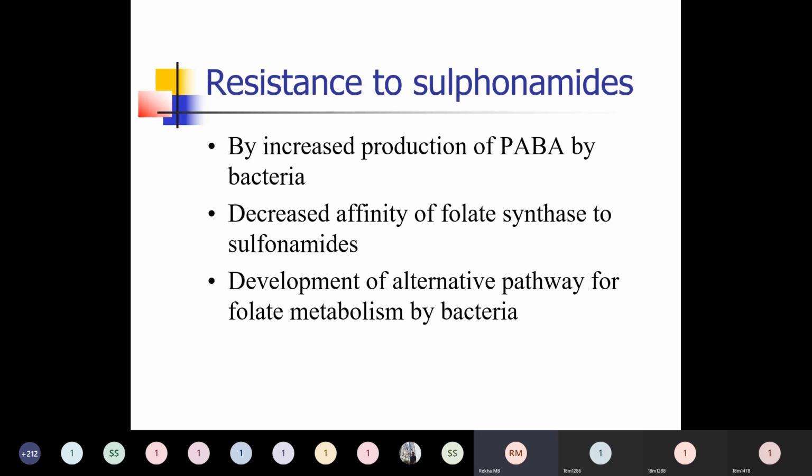Now, every microorganism develops various methods by which it develops resistance to many antimicrobial agents. So even with sulfonamides, you will see many organisms which have developed resistance. The probable mechanisms are: one is by increasing the production of PABA, that is, the bacteria start producing more para-aminobenzoic acid, which will antagonize the action of sulfonamide. The next mechanism is the bacteria start producing folate synthase enzyme which has less affinity for sulfonamides. The third being, bacteria may develop an alternative pathway for folate metabolism. So by these mechanisms, organisms develop resistance to sulfonamide very easily.